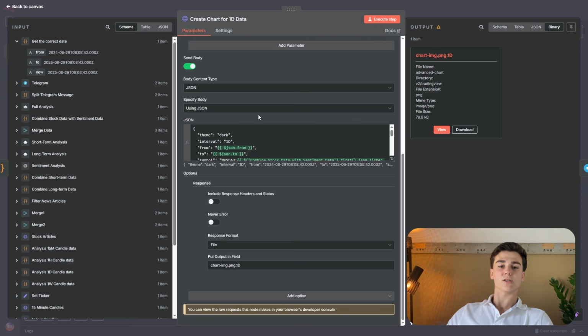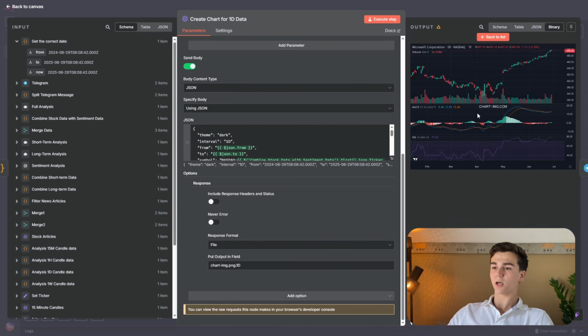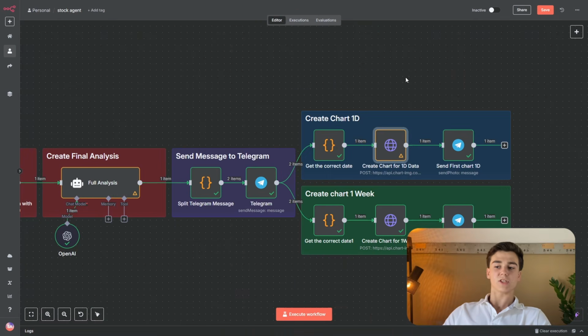After you've entered your JSON script, you will turn on the options. You will enter response, and then these two will be turned off. The response format will be on file, and then the put output in field will be chart-image.png.1day. And here we can also see in the output that we have created the chart. So as we press on view, we see that this is the chart of the 1 day candlestick data from the last year. And now we only have to send it to Telegram.